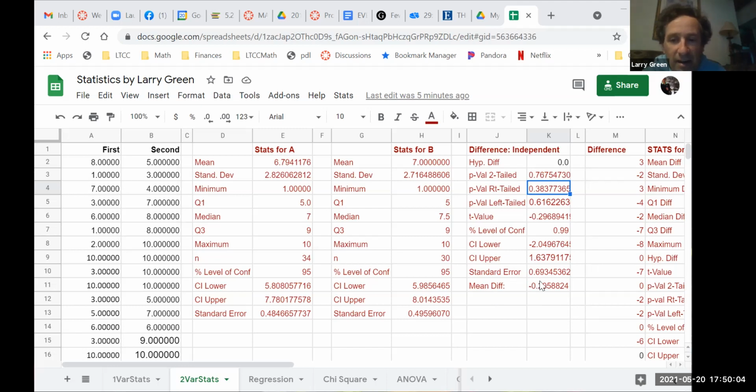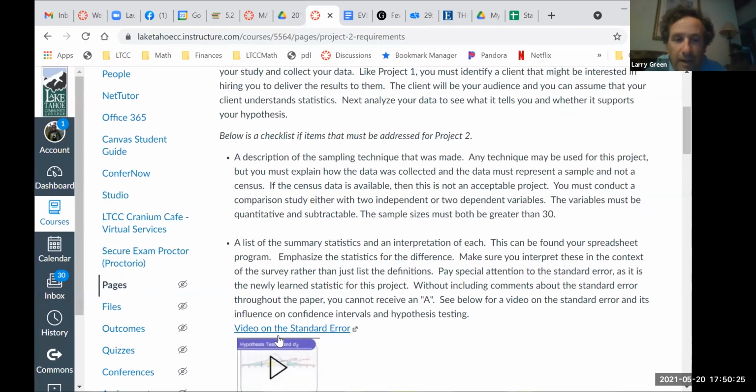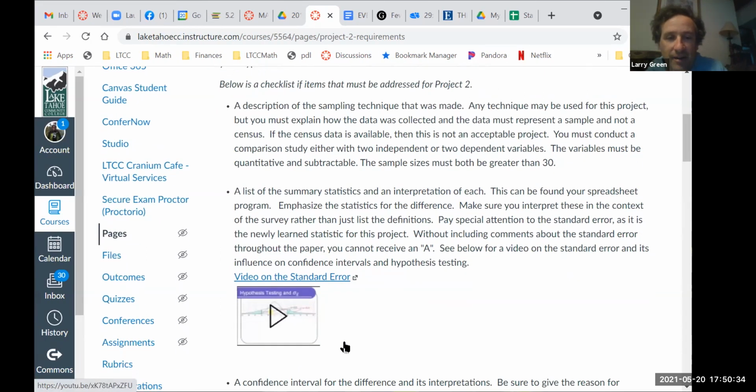So notice the standard error by itself has meaning. It has meaning with the confidence interval. It has meaning with the hypothesis test. Any questions on that? Okay, just a note. I have a whole video on the standard error in this project. Watch it. It'll give you an idea, because it's usually the hardest part of the project for most people, trying to understand the standard error. So I'll let you watch the video.